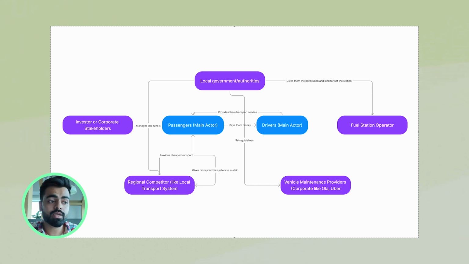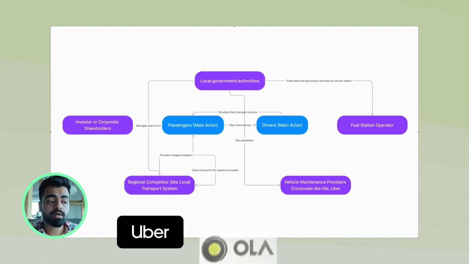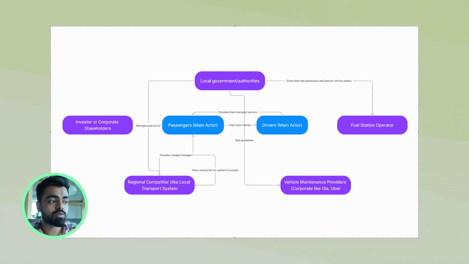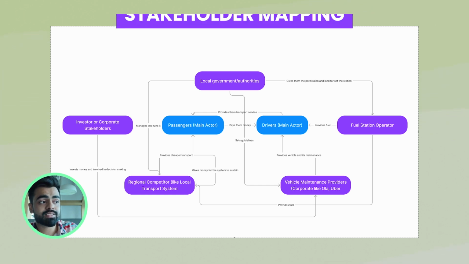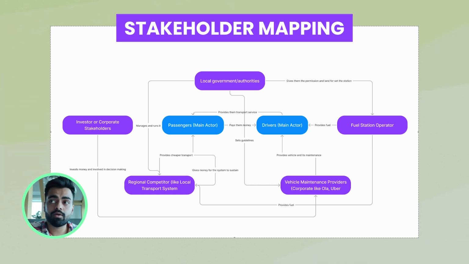Now, who is the vehicle maintenance provider? Over here is corporates like Uber, Ola, Careem and all of these things. And also local government manages the regional competitors. This way, you can start to draw other relations between these different people. You can see over here I have done a basic stakeholder mapping of this thing.